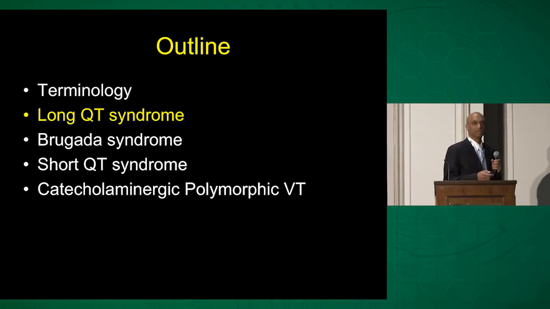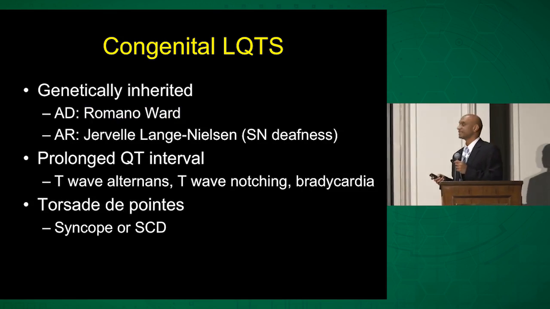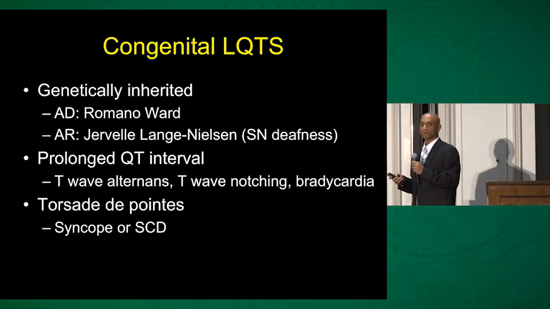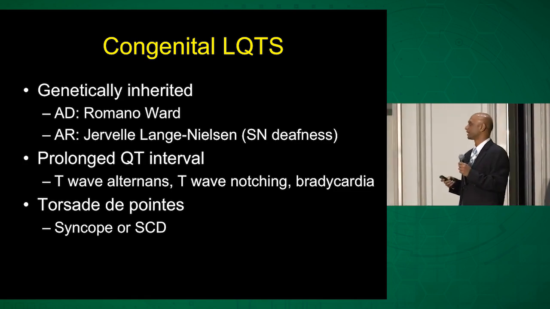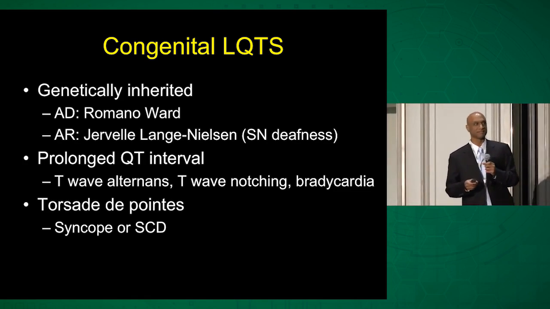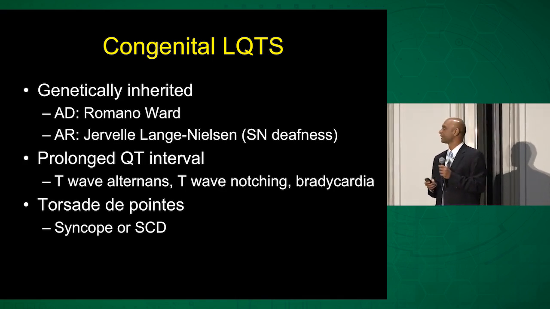So first, the congenital long QT syndrome. This is a genetically inherited syndrome, occurs in two flavors, the autosomal dominant Romano-Ward syndrome and the autosomal recessive Jervell-Lange-Nielsen syndrome, which is associated with deafness.